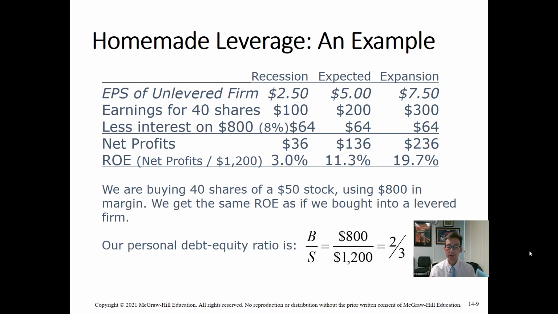So what is our personal debt to equity ratio here? We owe $800 and we have $1,200 in our own equity in the account. And so that is 2/3. And it turns out that is exactly the same as the debt to equity ratio was for the levered firm.